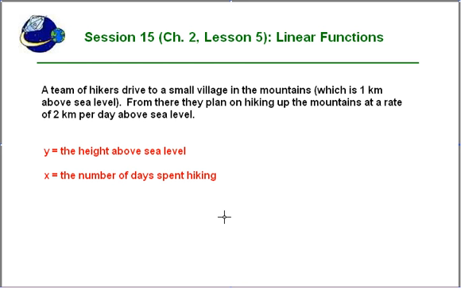In order to illustrate this, take a look at a short word problem here. A team of hikers drive up to a small village in the mountains, which is about 1 kilometer above sea level. From there, they plan on hiking up the mountains at a rate of 2 kilometers per day above sea level. This word problem can be solved and can be represented as a function.